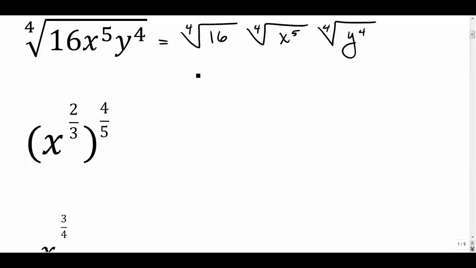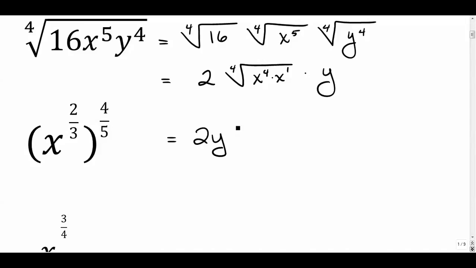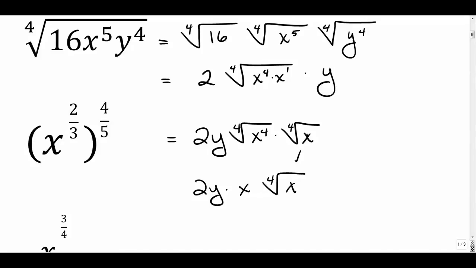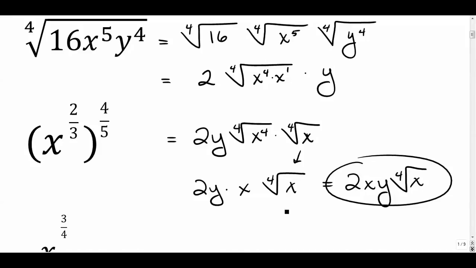The 4th root of 16, that's asking the question, what number multiplies by itself 4 times to get 16? So it's 2 times 2 times 2 times 2. That answer is 2. The 4th root of x to the 5th, well, I'm going to break that x to the 5th up like this. And the 4th root of y to the 4th is just y. So I've got 2 and a y, so I'll put those in the front. I've got the 4th root of x to the 4th times the 4th root of x to the 1st. So it's 2y times x, since the 4th root of x to the 4th is just x, times the 4th root of x. Can't simplify that. So your final answer, and you want to put your numbers first, and then the letters in alphabetical order: 2xy times the 4th root of x. And that's finished.